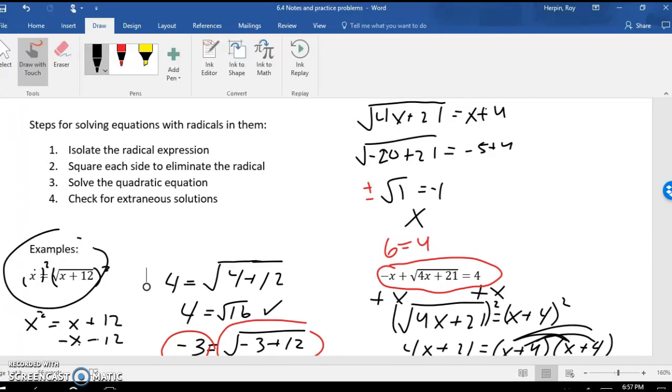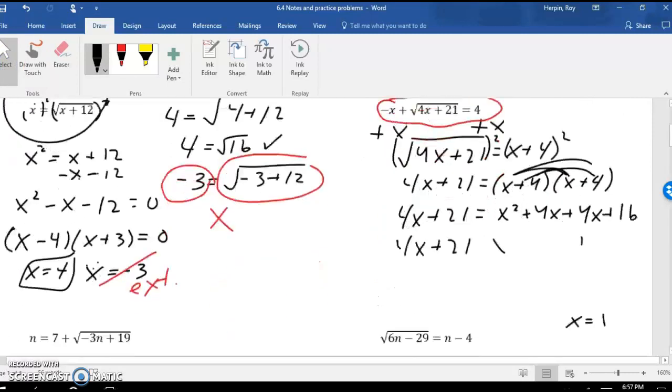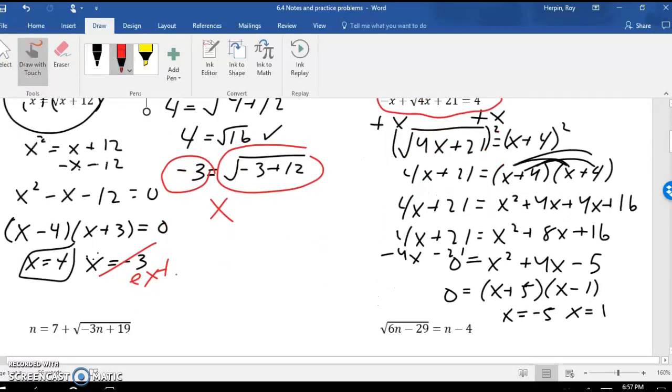So I got the square root of... there we go. 4 times 1 is just 4, plus 21 equals 25, so the square root of 25 equals 5. That works. So if I go back down, I know that negative 5 did not work, but 1 did. So I had one extraneous solution there.